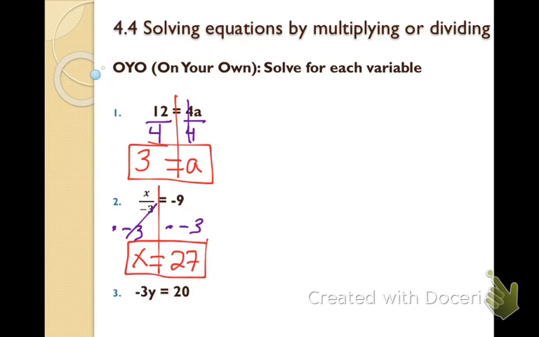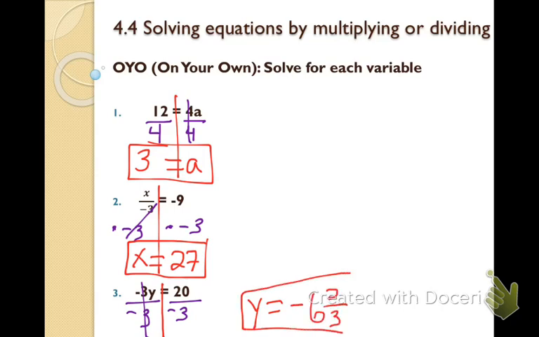Last one, y is being multiplied by negative 3. The inverse of multiply negative 3 is divide negative 3. Cancels. I'm left with y equals negative 20 thirds. I'm going to change that to a mixed number. Negative 6 2/3. Done. Nice job.